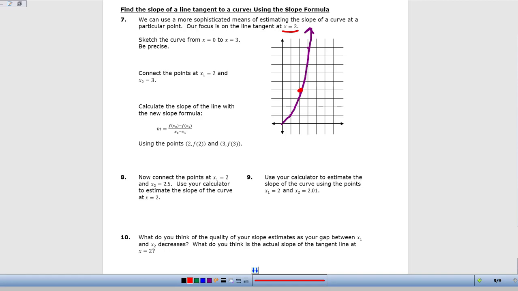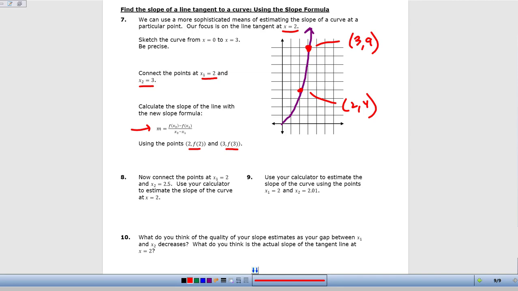Now, to use our slope formula, we need 2 points. We need an x1, f of x1, and an x2, f of x2. So we're going to start off with our 2 points being the ones at x equals 2 and at x equals 3. The coordinate here is 3, 9. The coordinate here is at 2, 4. So we want to find the slope of the line using those 2 points.